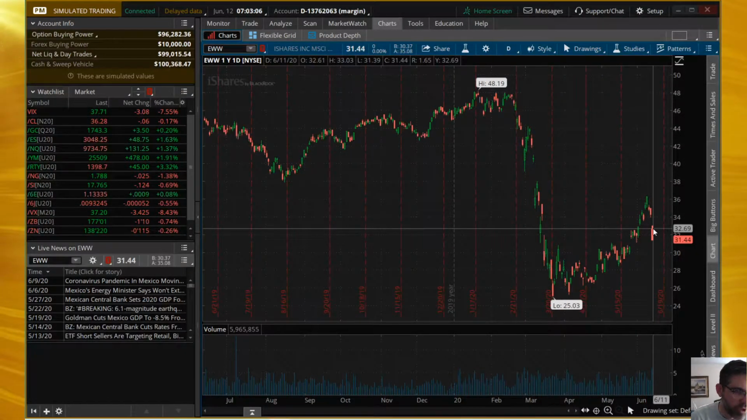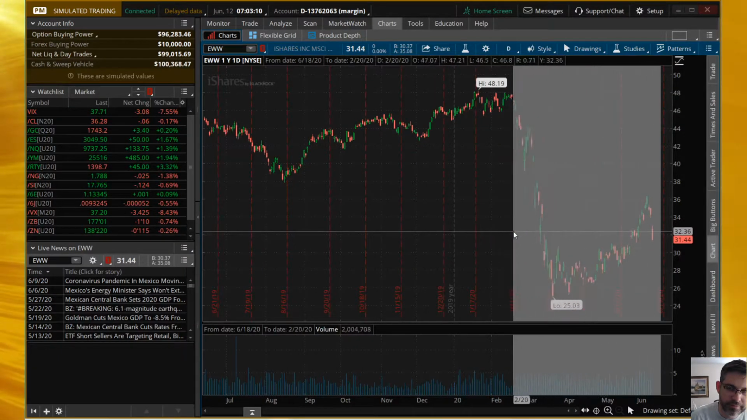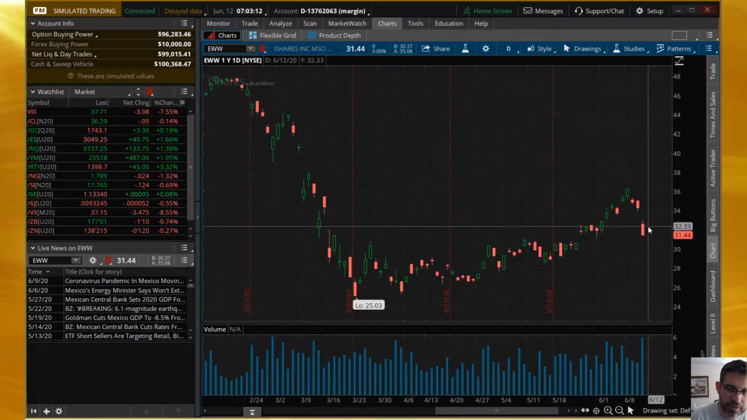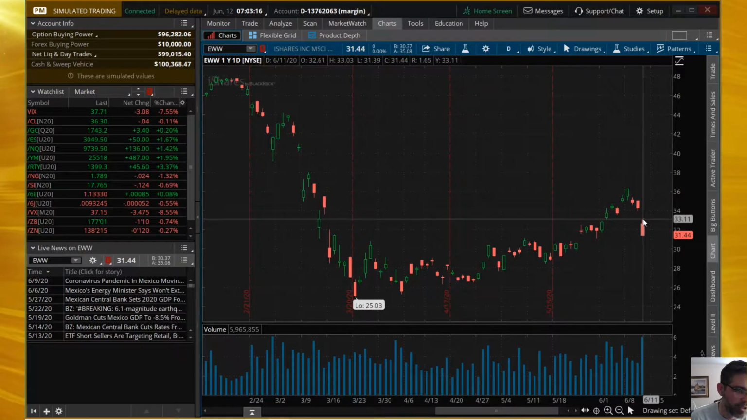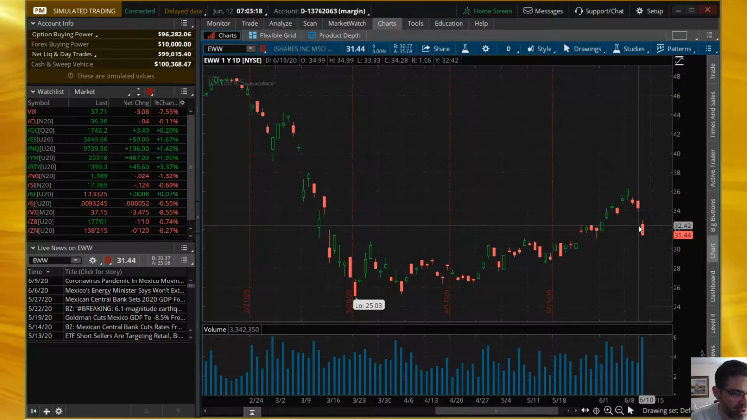Do you know what the EWW is? Take a look at this chart. See this last day here? The last 3 days? It might make it hard to pick a direction for this ETF. By the way, the EWW is an ETF that tracks the Mexican economy.